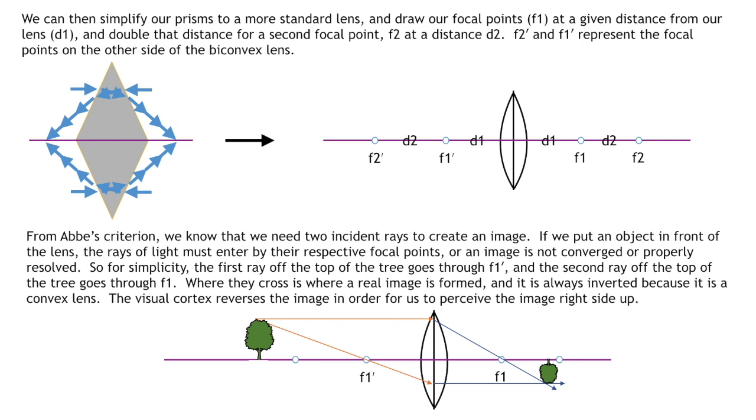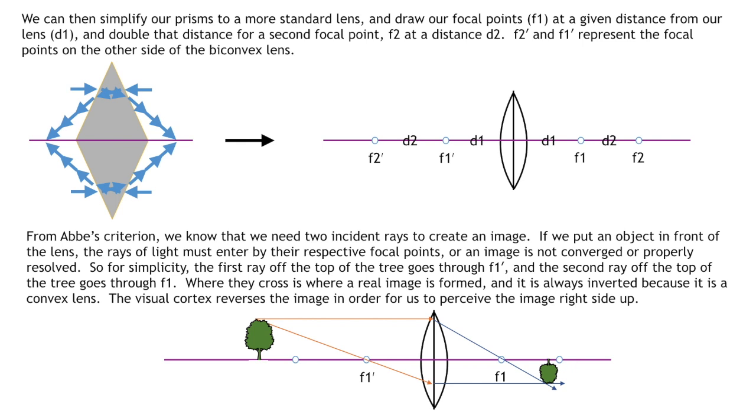So from Abbe's criterion, we know that we need two incident rays to create an image. Again, vision is contextual. You need to have two light rays going through the focal points that then reconverge on the other side of the lens in order to create an image. If you do not have those two crossing rays at that intersection point, no image forms. So if we put an object in front of the lens, the rays of light must enter by their respective focal points, or again, the image is not converged or properly resolved.